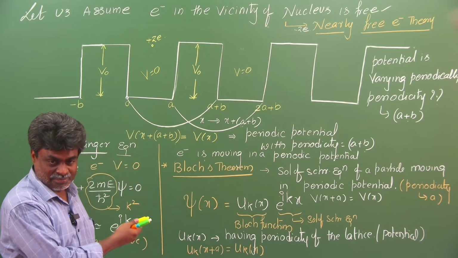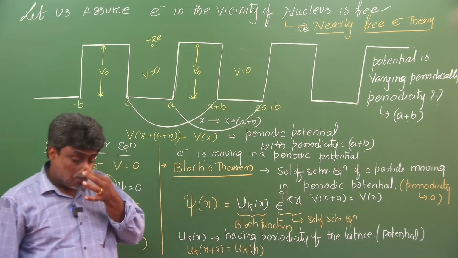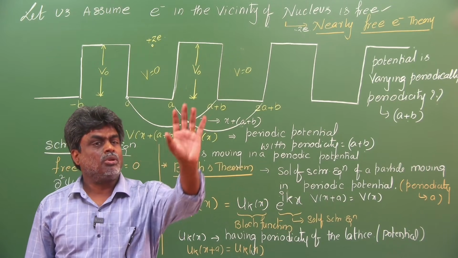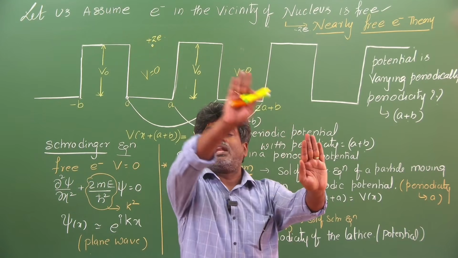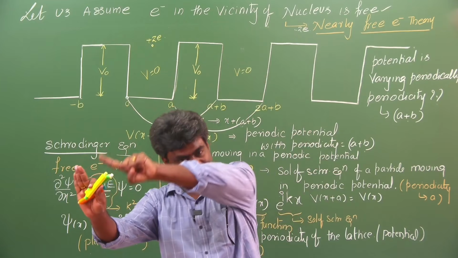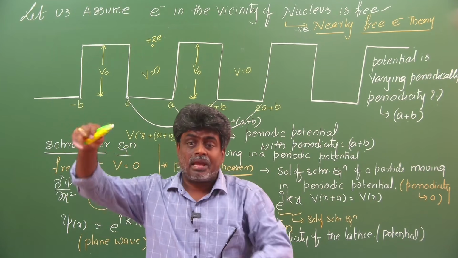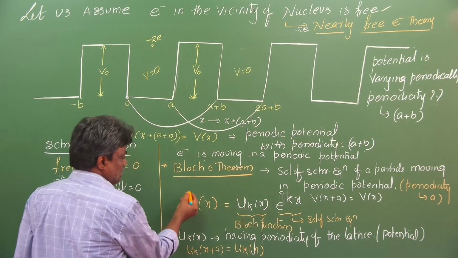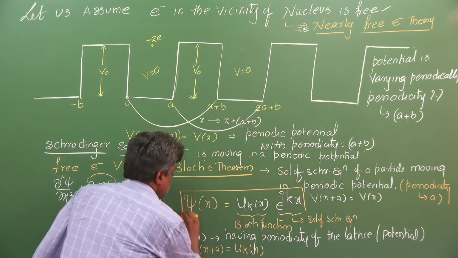Once again see. This is the Bloch's theorem. Bloch's theorem is simply, if you know the solution in one region, you can get the solution in another region after a periodicity. You know ψ of x. I want to find ψ of x at x plus a. Clear? Once again see. Just remember, this is not derived. We can't derive all these things. Okay? Just remember the statement.